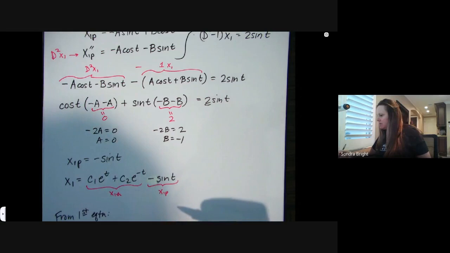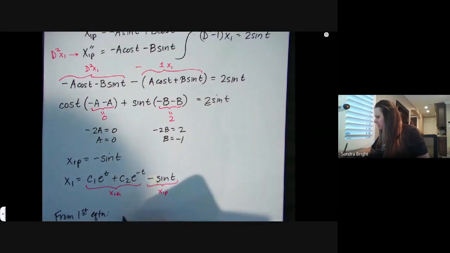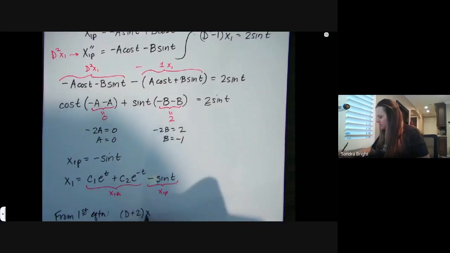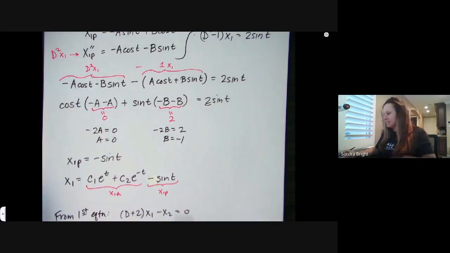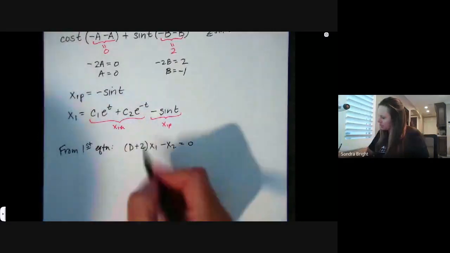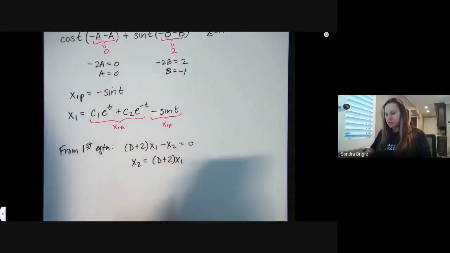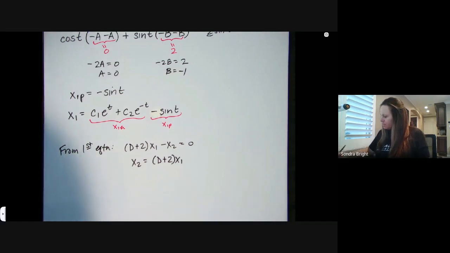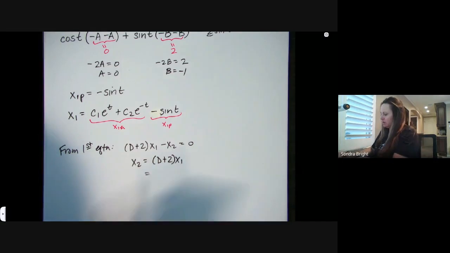What did we have? The first equation was (D + 2) operating on x1 minus x2 equals 0. So that's the first equation, right? Well, if I just isolate x2, adding it over, that means x2 is going to be (D + 2) operating on x1. All right, so what was the first derivative of x1? We got it right here.